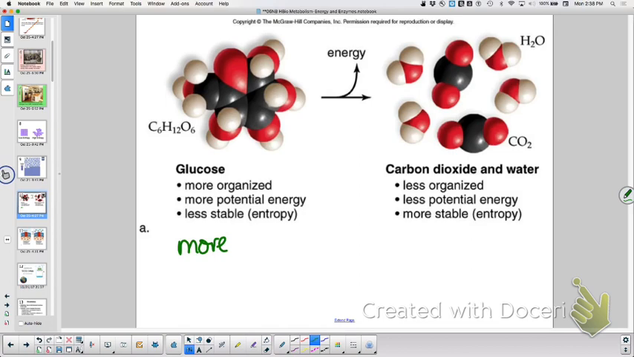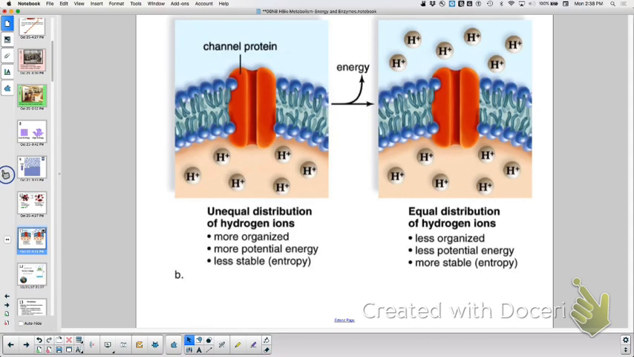When we looked at G, remember, and then we looked at delta G, there is more free energy here with glucose, less here. This one is higher in entropy, this is lower in entropy. Now, at the very end of the unit, I started talking to you about putting everything together and talking about membranes. In this situation, this is low entropy here on the left, high entropy on the right. The one on the left has more potential energy because on this side you have more hydrogen ions. So there is a difference in concentration.